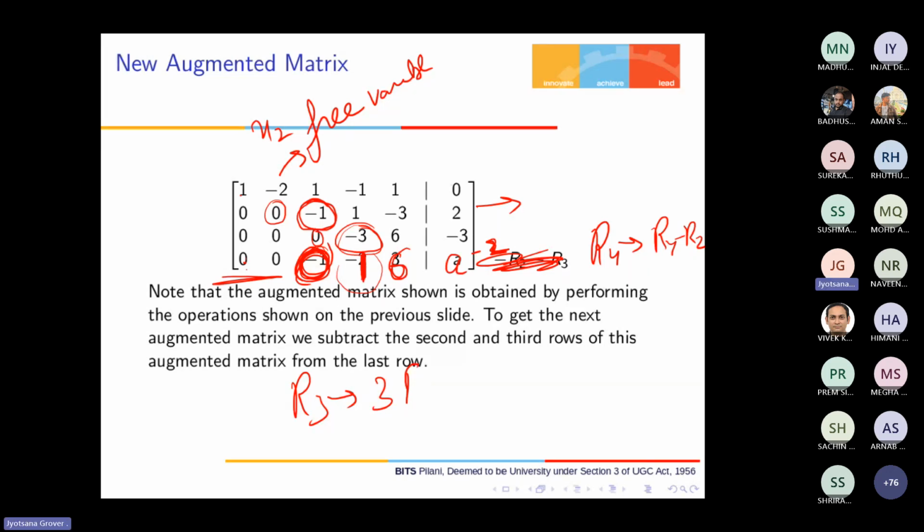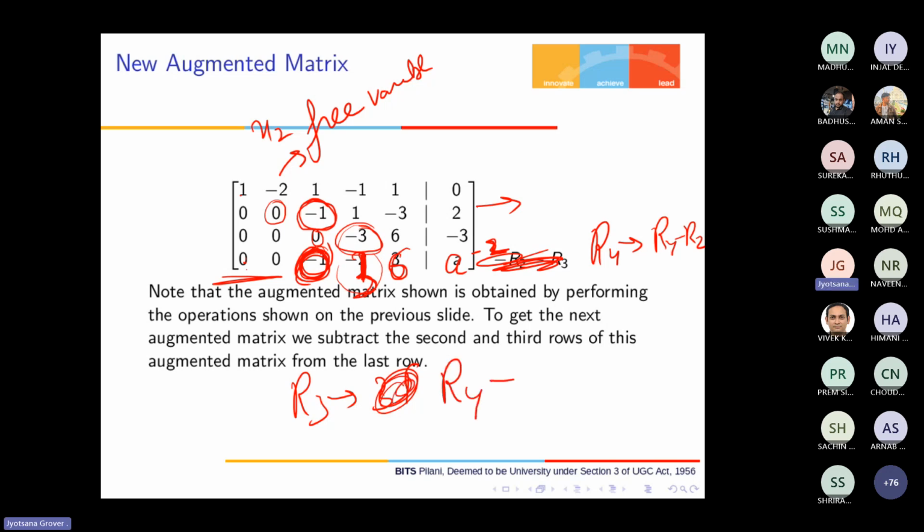What did you get here? Minus 1? That will be minus 3. Instead of minus 1, it should be minus 3. Okay, fine, thank you. Otherwise I would have made a mistake.